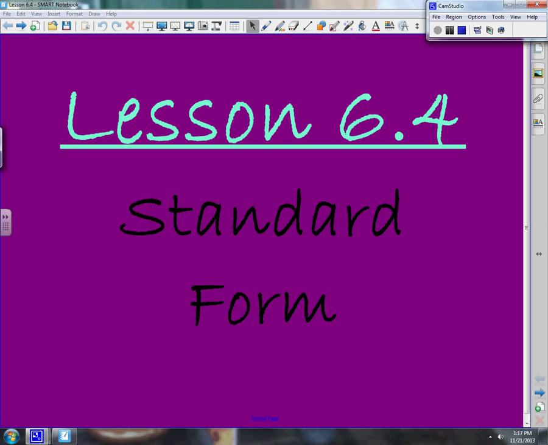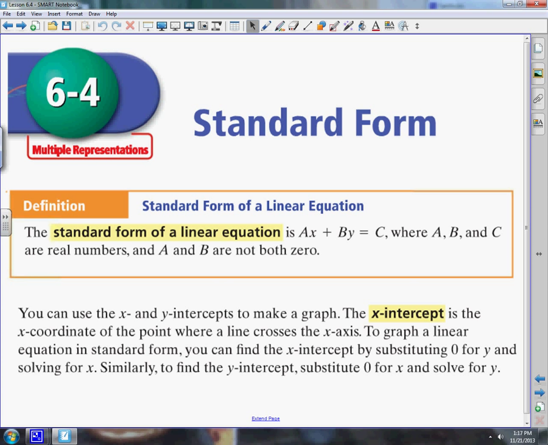Lesson 6.4 is standard form. Now, in your notes, title this standard form, and then I want you to put this in here. Standard form of a linear equation is ax plus by equals c.